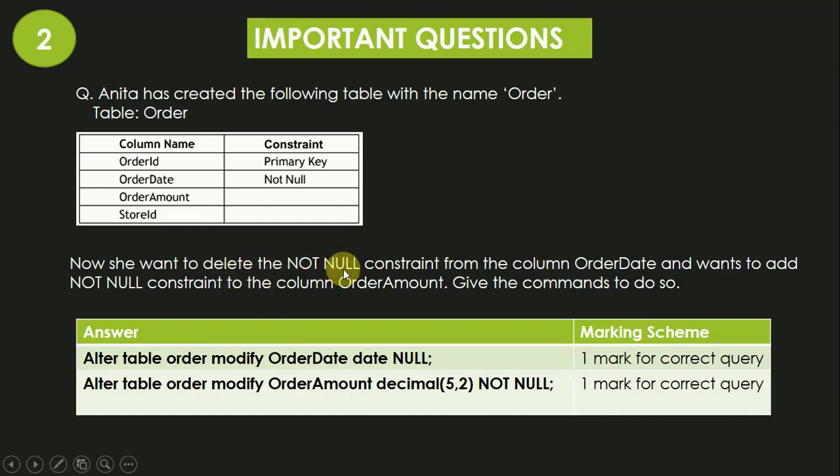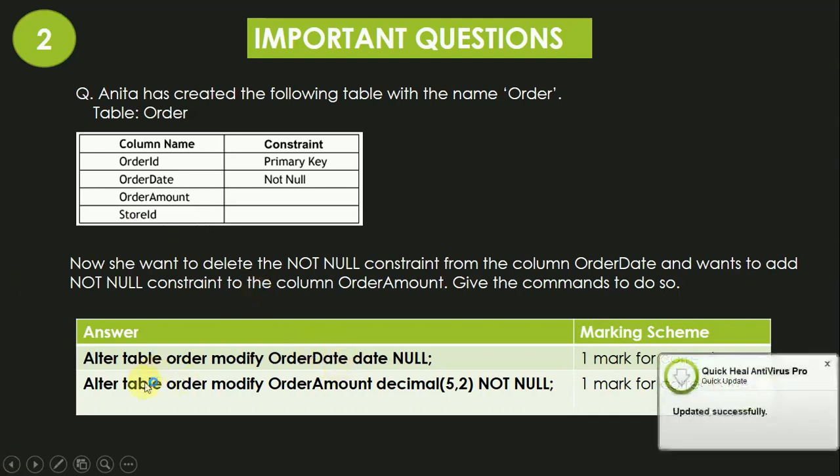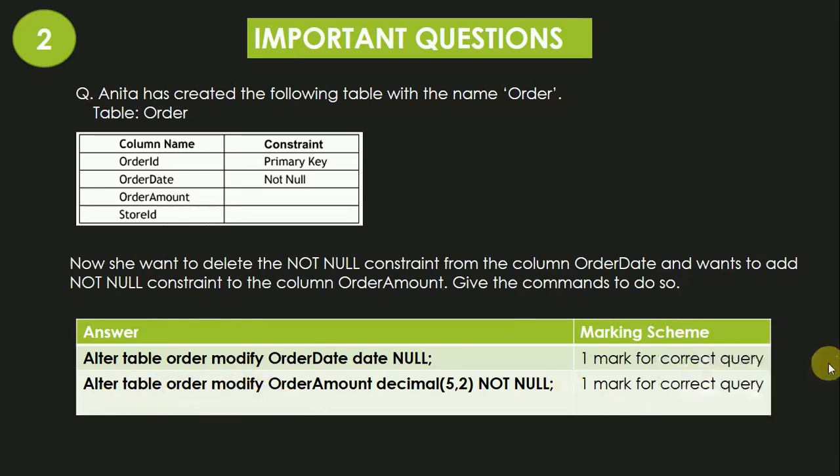To delete the not null constraint, the command is alter table order modify order date of type date null. When we write null, it will remove the not null constraint from the column order date. Now, alter table order modify order amount decimal(5,2) not null. This command will add the not null constraint to the column order amount.